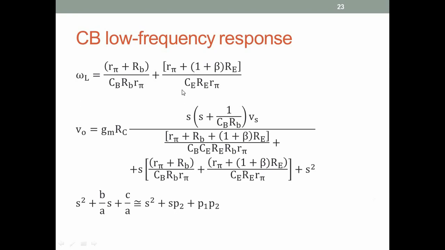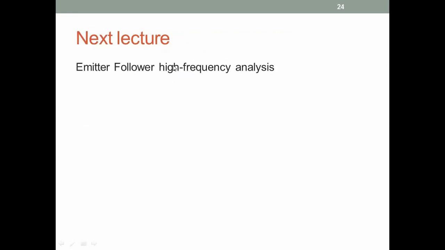So we just derived, I'm writing these equations again to show that this denominator is written in the form s squared plus a s plus b. The s squared term has a unity coefficient. Therefore, this corresponds to p2, the upper or the higher of the two frequencies, because this is the low frequency response and I have to find the higher of the two frequencies, and that is equal to this. Okay. That is that. Next lecture we'll do emitter follower high frequency analysis.